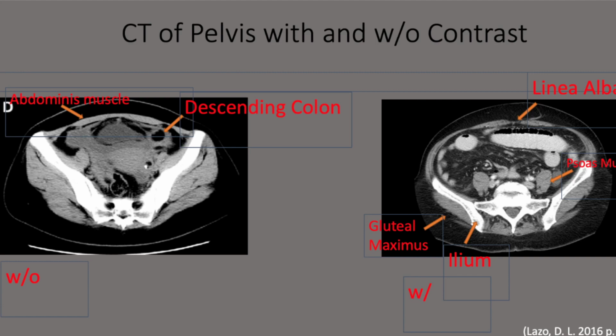As you can see, looking for the anatomical structures, they're much more clearly defined with the one with contrast. So we're going to look at the labeling. We have the descending colon on the left without contrast. We have the abdominis muscle, which is visible in both, but the difference is on the level of the slice. On the one on the right, we have the linea alba, which could be visible on an image without contrast, but this one is just shot a bit lower, so I saw fit to label it. We have the gluteal maximus muscle, the ilium, as well as the psoas muscles.